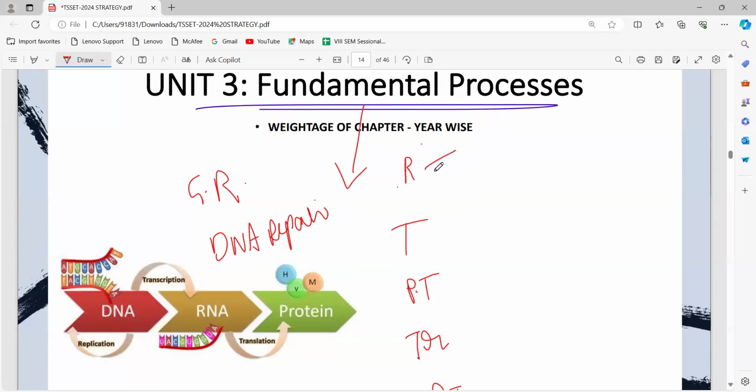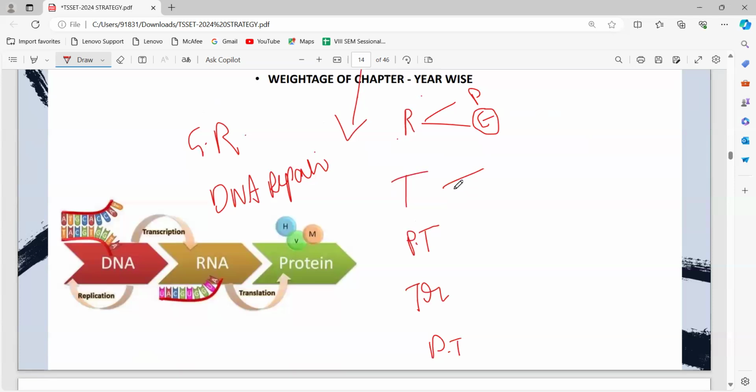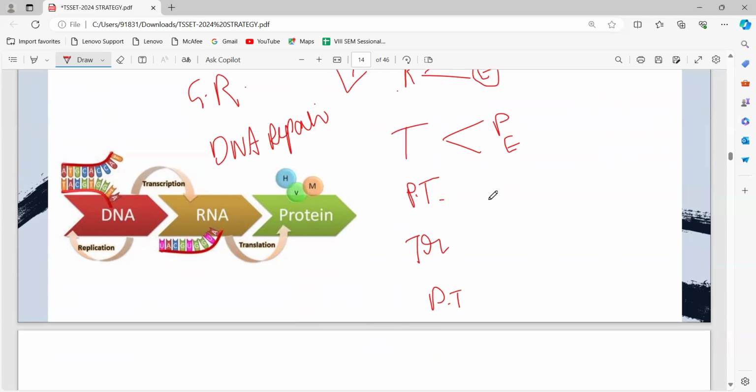Whenever we are reading, we should always focus on both prokaryotes and eukaryotes. Most of the students will just read the prokaryotes and leave the eukaryotes. But in 90% of cases in the exam, the questions come directly from eukaryotes, or they combine both prokaryotes and eukaryotes and then raise the question. That's the reason you have to read replication and transcription in prokaryotes and eukaryotes.